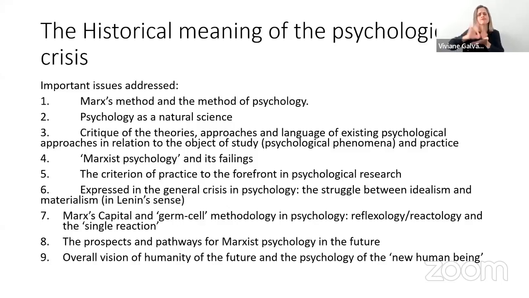In the crisis of psychology, as he sees it, behind that he sees the struggle between idealism and materialism, and defines materialism in Lenin's sense. He looks at Marx's Capital and the germ cell methodology that Marx uses and its relevance for psychology, looks at the prospects and pathways for a Marxist psychology of the future, and gives an overall vision of humanity of the future and the psychology of the new human being that will be possible with the transition to the new society. So there's a lot in there, let's say.